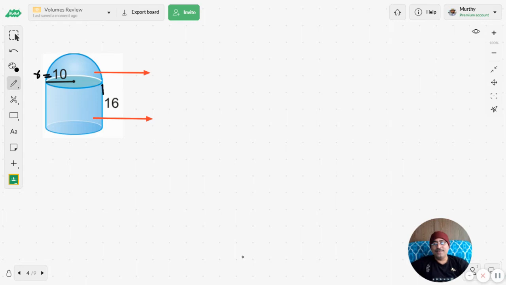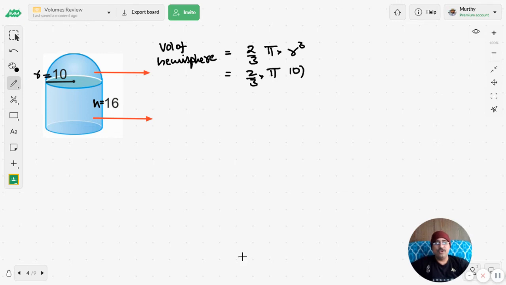And here the 16 is the height of the cylinder. Okay, so here h is 16. So first of all, let me start with the volume of the hemisphere. Please remember, always check whether the diameter is given or the radius is given. So the volume of a hemisphere is 2/3 pi r cube. So it is 2/3 pi, radius is 10, cube.